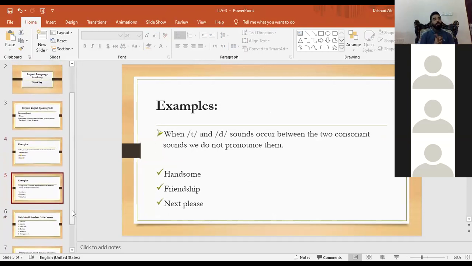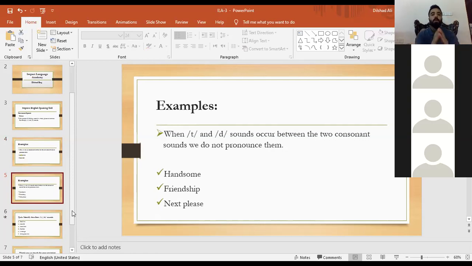Another rule, for elision: when T and D sounds are coming between two consonant sounds. When they are coming between two consonant sounds. T and D coming between two consonant sounds.